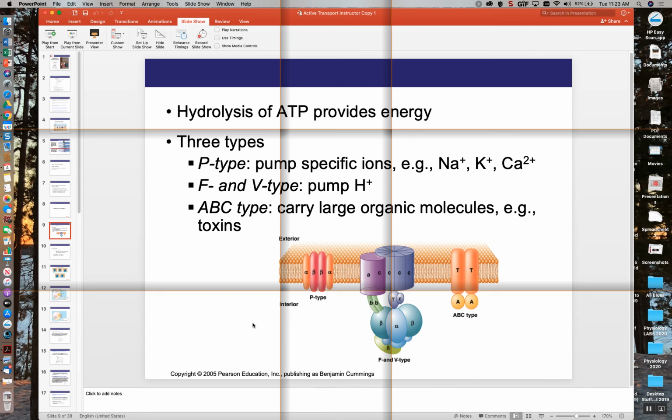And then ABC type. ABC means ATP binding cassette. It actually binds ATP. A lot of times these carry large organic molecules. CFTR is actually a type of ABC molecule. All right, so we've already talked about P type. We're going to concentrate on the pump for a minute.